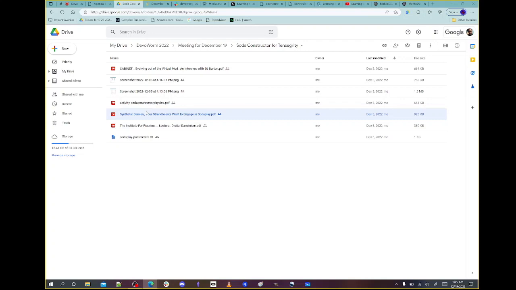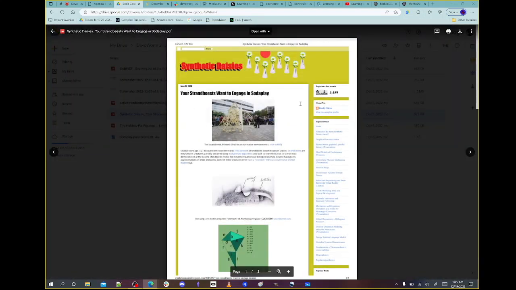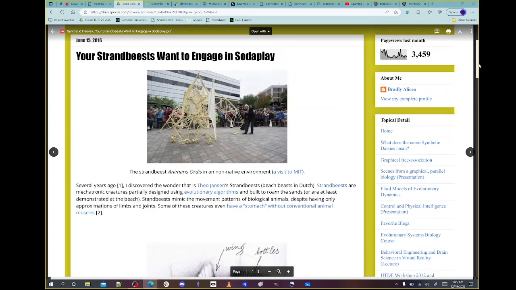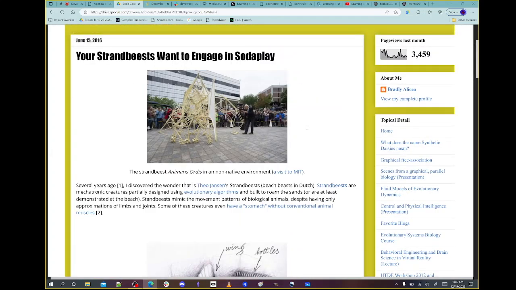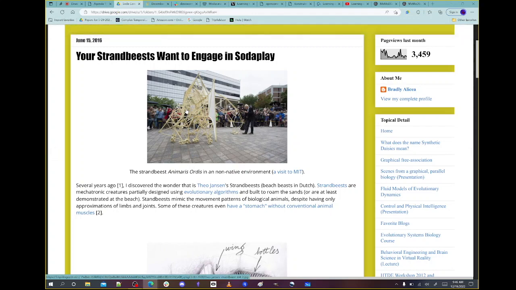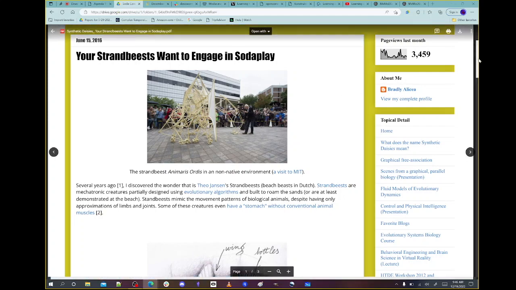Then I remember I did a blog post about 7 or 8 years ago, where I highlighted what they call strand beasts. This is Theo Jansen, a Dutch artist and kinetic sculptor, and he builds these huge sculptures of creatures, and he calls them strand beasts, which are beach beasts. He runs them on the beach in the Netherlands. This is in the city. Basically, they're the same type of structure as the Sodaplay or Sodaconstructor creatures, but they actually walk, and they're physical models. They're not in a computer. So you use these same principles to build these things.